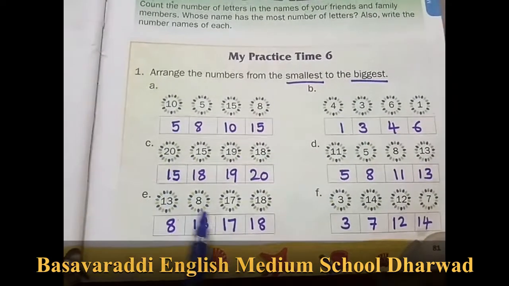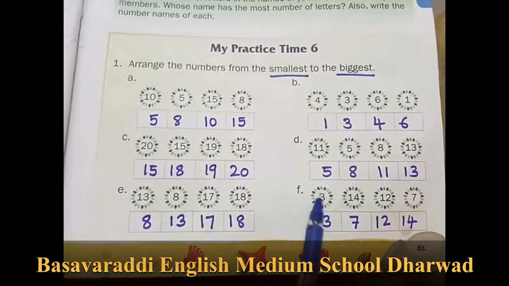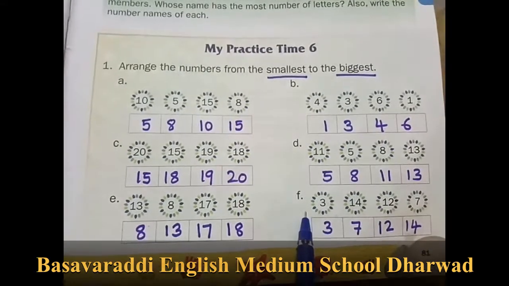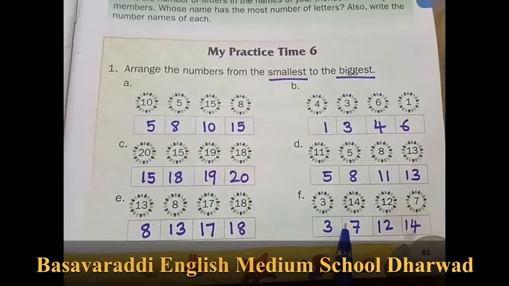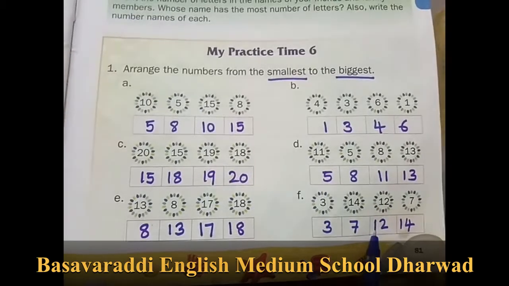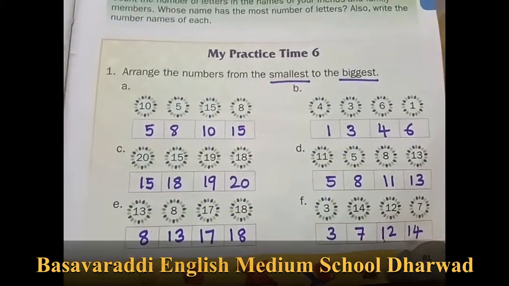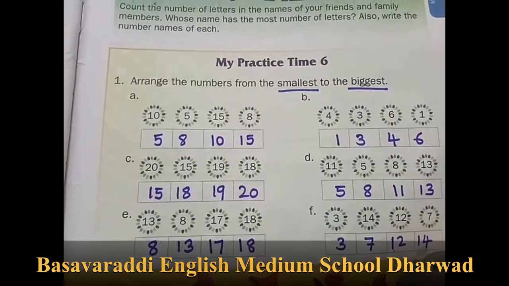So smallest to biggest. F: 1, 3, 14, 12, 7. 3 is the smallest, 7 is a little bit bigger, 12 is a little bit bigger, and the last one, the biggest, is 14. What is this one? This is smallest to biggest.